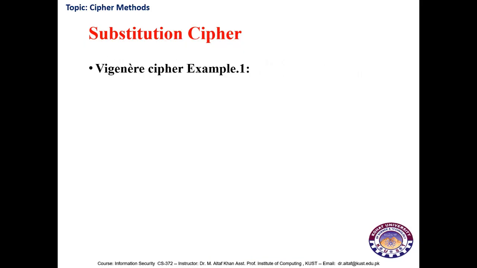In our first example, we have the plain text security. As we are using the Vigenere cipher method, we will consider the Vigenere square. In the Vigenere square, the first alphabet S will be replaced with T, as S is the first letter in the word, so the equivalent letter in the first row, which is labeled 1, will be used for S, that is T.